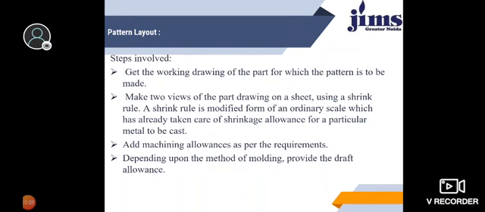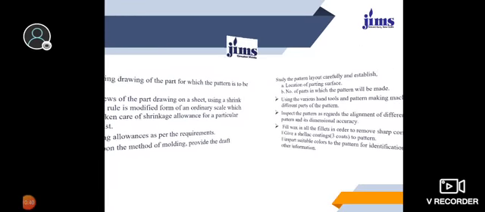Pattern layout, actually what are the steps involved? First of all, get the working drawing of the part for which the pattern is to be made. Then make two views of the part drawing on a sheet using a shrink rule. A shrink rule is a modified form of an ordinary scale which has already taken care of shrinkage allowances for a particular material to be cast. Then we add machining allowances as per our requirement, and depending upon the method of molding, provide the draft allowances.